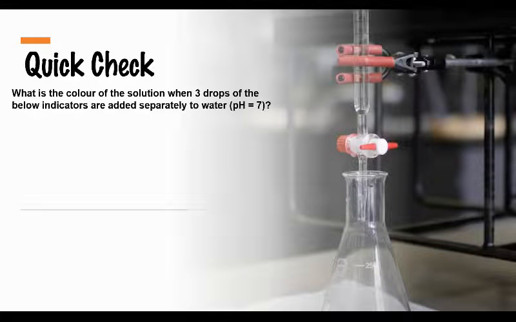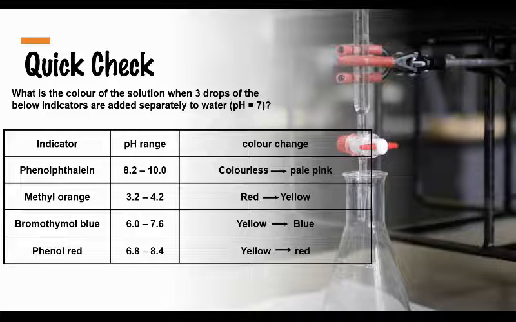Before I end this video, let's have a quick check on what you have learned, shall we? What is the color of the solution when 3 drops of the below indicators are added separately to water with pH 7? For the first indicator, which is phenolphthalein, the color change is from colorless to pale pink. Since the pH of water is 7, which is less than 8.2, the color of water when 3 drops of phenolphthalein is added will be colorless.